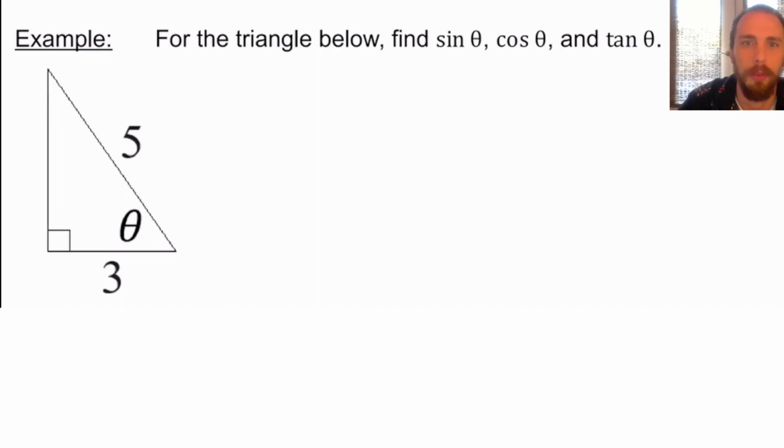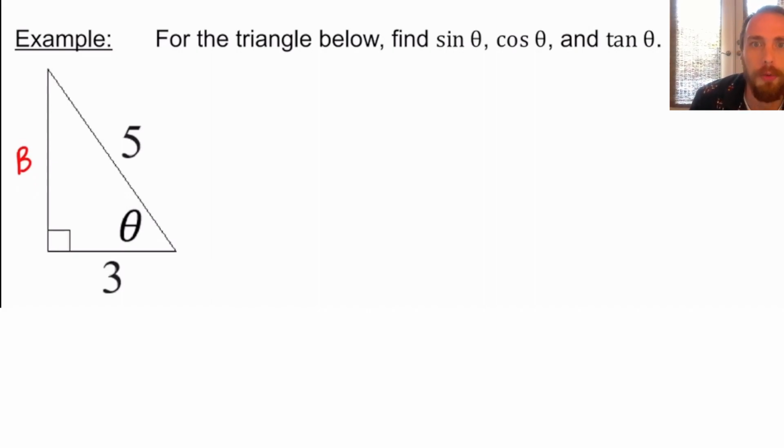All right, so let's jump in and do a quick example. For the triangle below, find sine theta, cosine theta, and tangent theta. So the first thing we need to do is find this missing side length. And now maybe you're thinking, dude, you just showed me, but I think most of y'all are probably recognizing that B is going to need to equal 4.